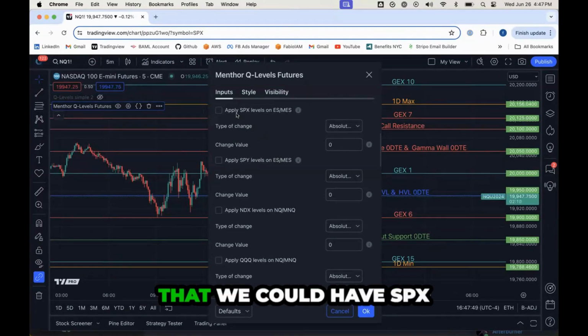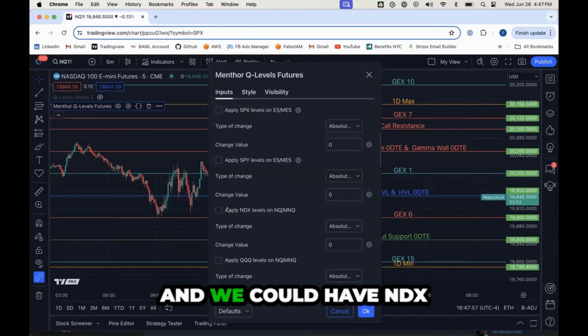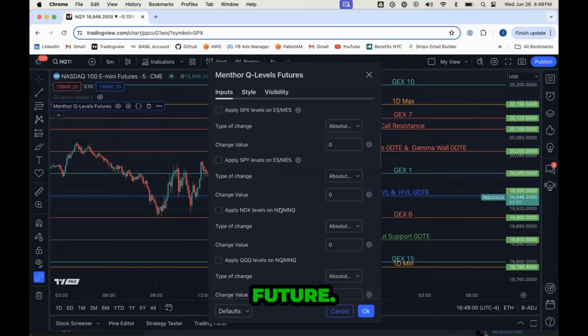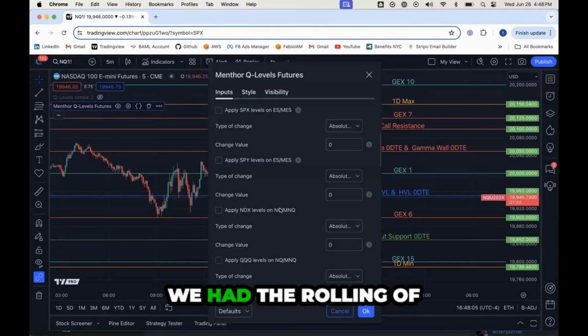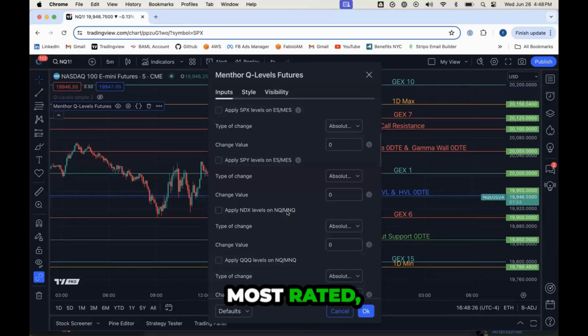So we built it in a way that we could have SPX level converted to the future, we could have SPY levels converted to the future, and we could have NDX level converted to the future. But then we realized that there were some limitations here. Like, for example, a couple of weeks ago, we had the rolling of the NQ, right? So the NQM, which was the June contract, stopped working, and the NQU started appearing, but TradingView didn't roll it out immediately. So people that were converting NDX to NQ were still using it on the NQM, which was really not the most traded future at the time.